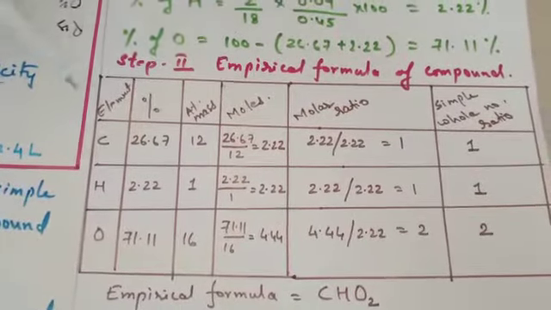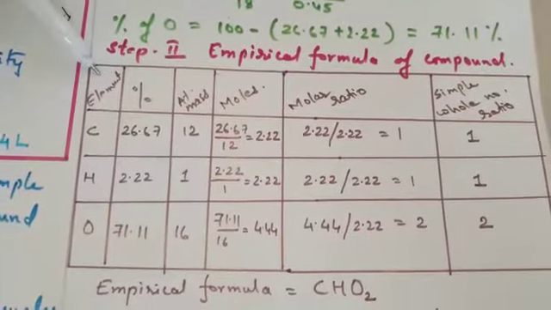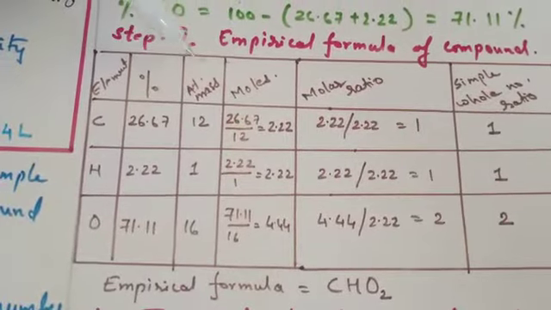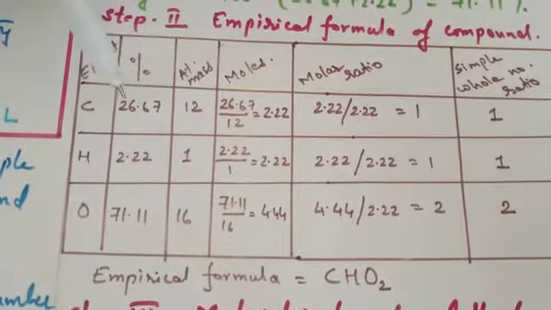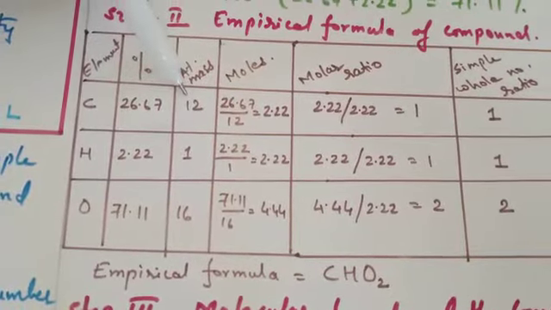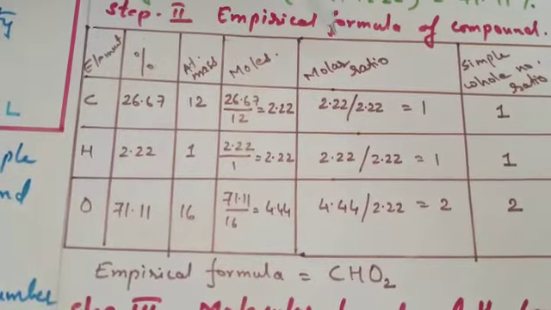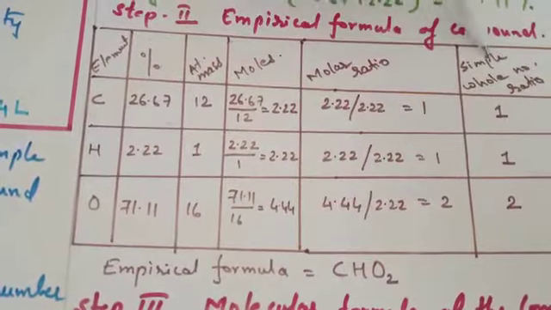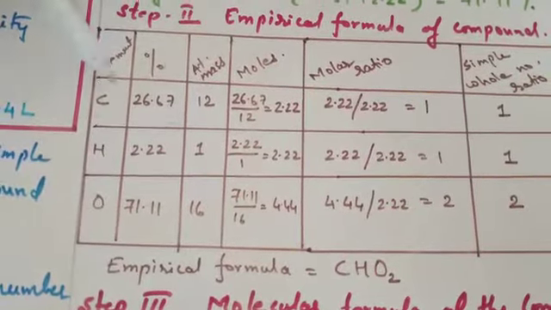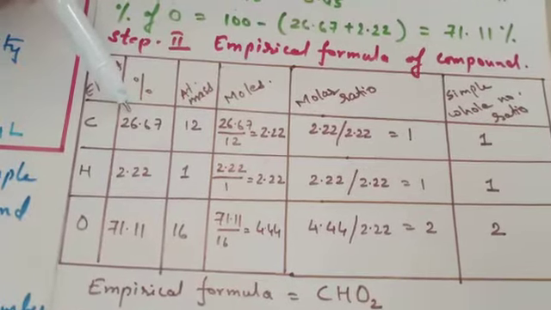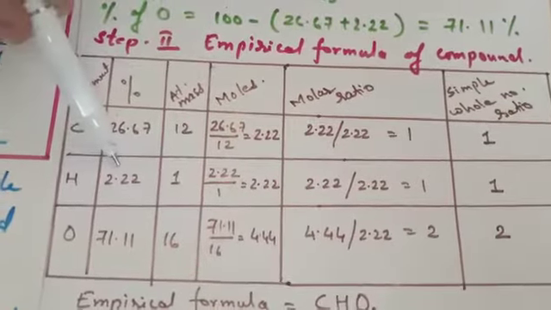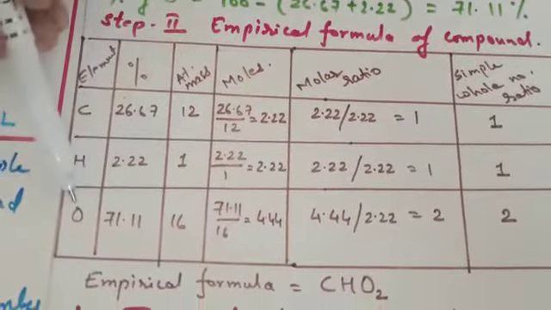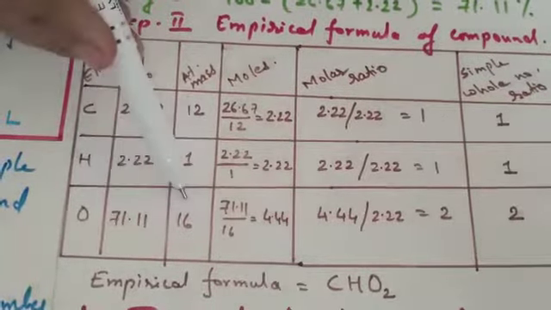You have to make a table. The first column will be for the element, second percentage, third atomic mass, fourth moles. How are you going to calculate the moles? Percentage divided by atomic mass. Then molar ratio, then simple whole number ratio. For carbon, it comes to be 26.67%, atomic mass 12, hydrogen 2.2%, atomic mass 1, oxygen 71.11, atomic mass 16.